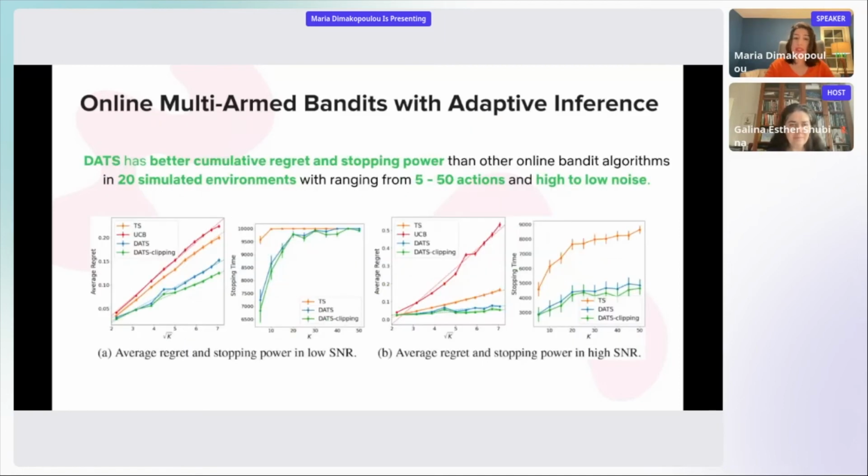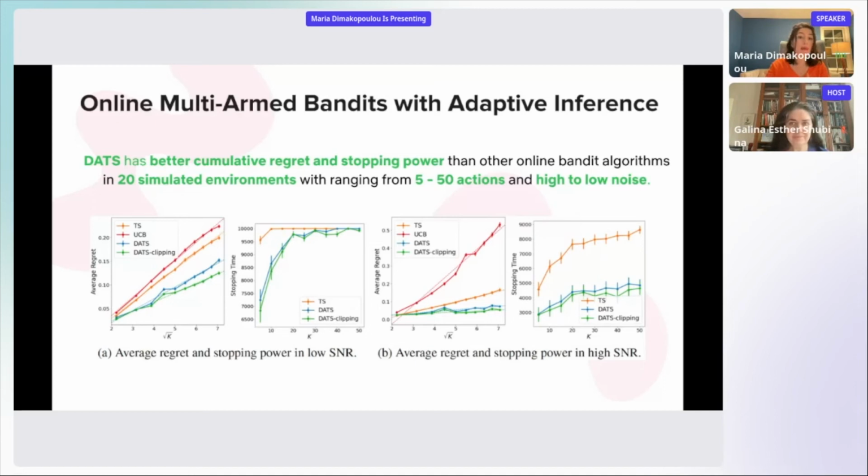And indeed, we see that in the simulation, we compare doubly adaptive Thompson sampling and doubly adaptive Thompson sampling clipping with traditional Thompson sampling and UCB in 20 simulated domains with number of functions ranging from 5 to 50 and 2 noise settings, a high noise setting and a low one. And we see that doubly adaptive Thompson sampling and doubly adaptive Thompson sampling clipping, the blue and green one over here, achieve smaller regret, meaning the reward that the algorithm forfeits by choosing an action other than the optimal one is lower, so lower is better. And the regret is lower in both noise settings and also for small and large action spaces.